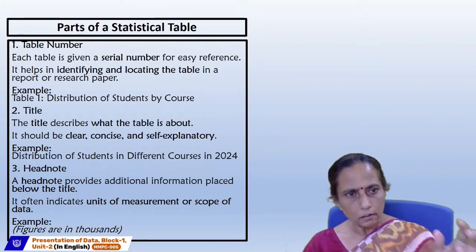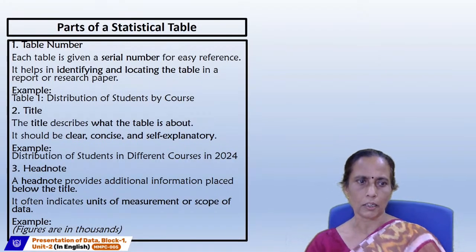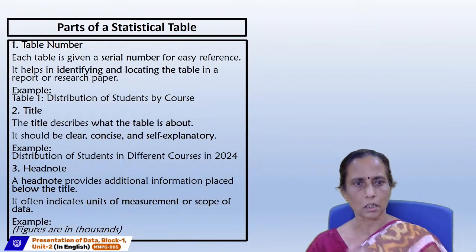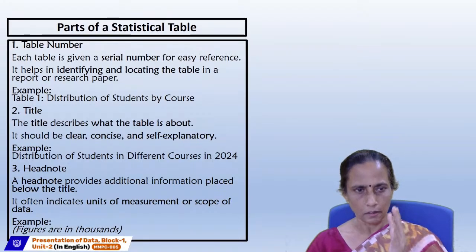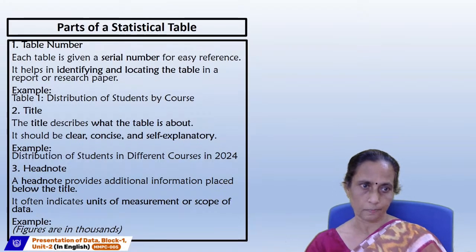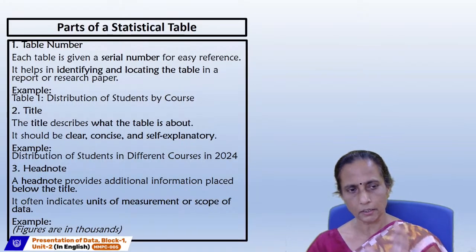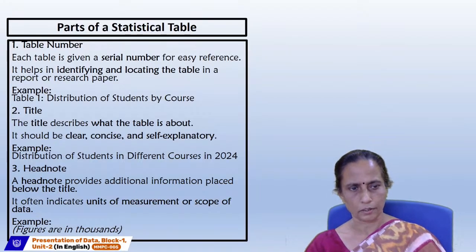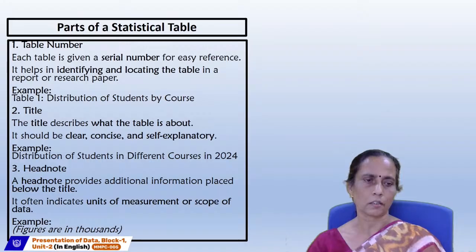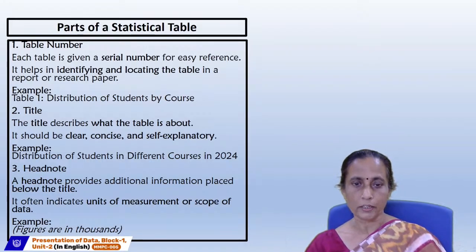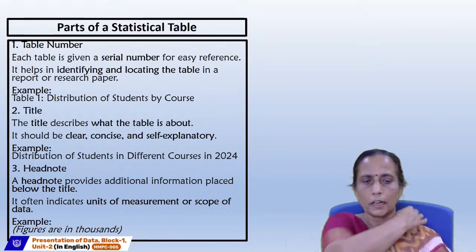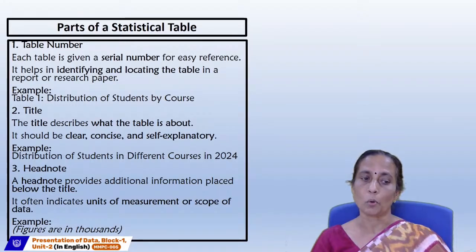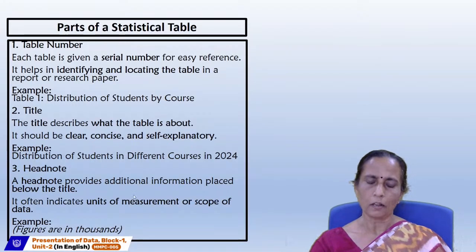Next to Table 1, whatever we write against it is called your title, which describes what exactly the data in the table is about. It should be clear, concise, and self-explanatory, for example, distribution of students in different courses during the year such and such. The head note provides additional information placed below the title, and it often indicates units of measurement or scope of data, for example, figures are in thousands.